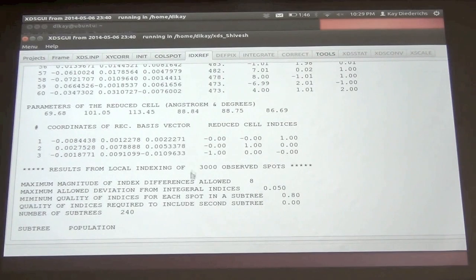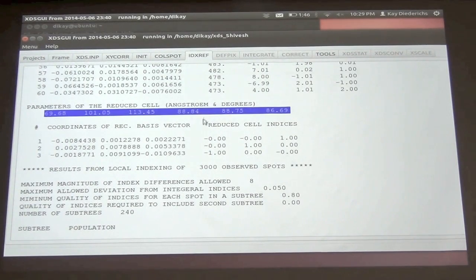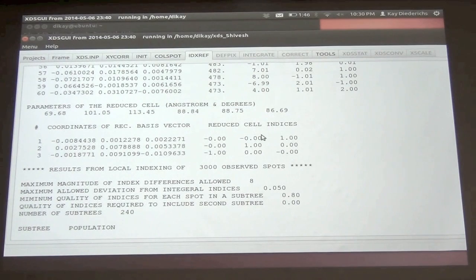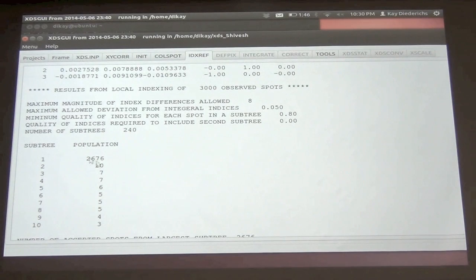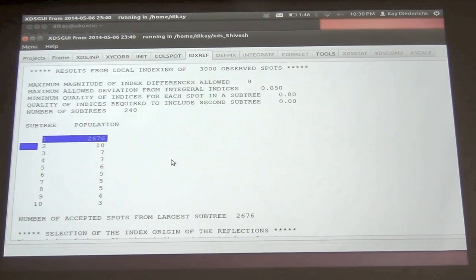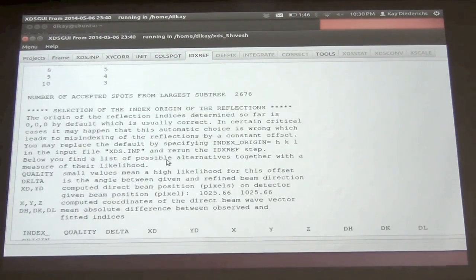So the angles are also given here. Cell parameters and angles are given here. Suspiciously close to 90 degrees, but not really 90 degrees. The population, that is something very important. The program tells you for the 3,000 strongest spots how many lattices it finds to explain these 3,000 spots. And it always gives you the 10 strongest lattices, and the first lattice explains 2,676 out of these 3,000. So that's clearly a single lattice. It's not split or so.